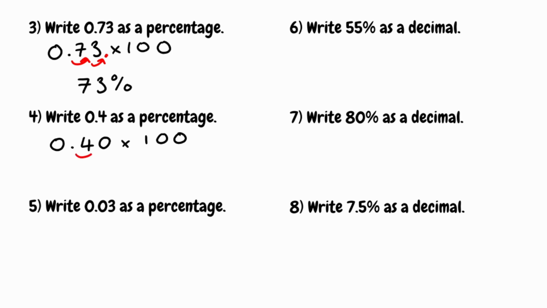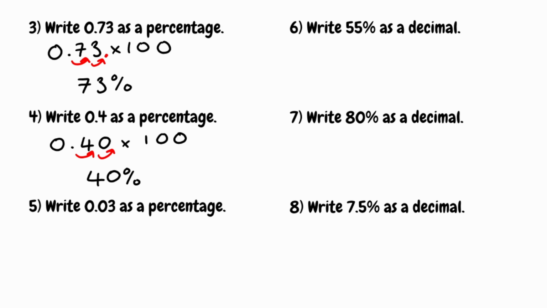So the decimal point would then appear after this 0. So now that our decimal is after the 0, we'd have 40.0, which we can just simply leave as 40. So 0.4 as a percentage is just 40%.